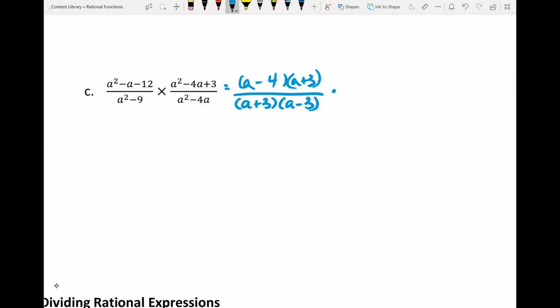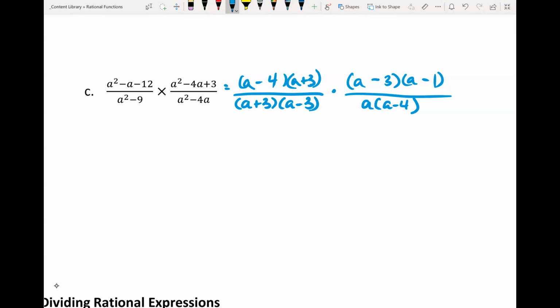Now I'm going to move on to the next rational and factor the numerator here. So factors of 3 are 3 and 1. And in order to achieve a -4, I would need a -3 and a -1. And then in our denominator, I can factor out an a, and that's it, because we have a squared minus 4a. Then we'd be left with a minus 4.